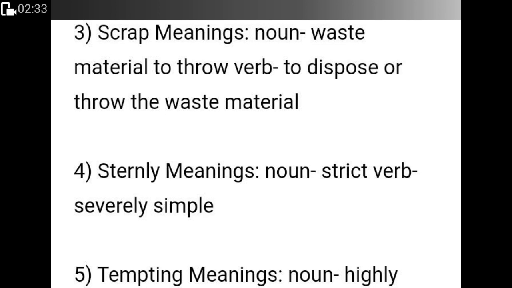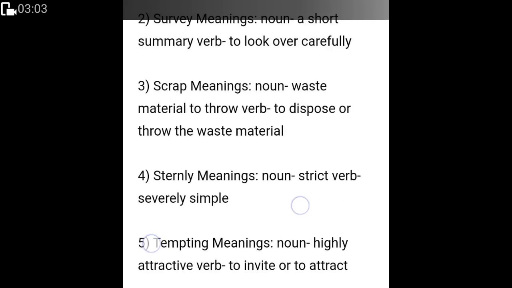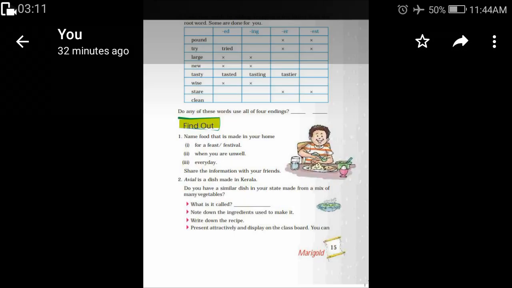Sternly. Sternly means to be very strict or very simple as a verb. Tempting, something that attracts you very much. In a noun form, it means something that is very attractive. In a verb form, it means to invite something or to attract something. As we have observed, most of the words that we did have the same meaning, and tempting has almost similar meaning. You have to write this in your notebook, as the space given in the textbook is not sufficient.